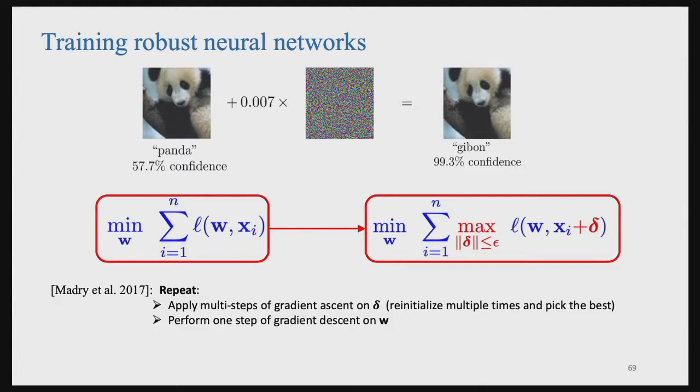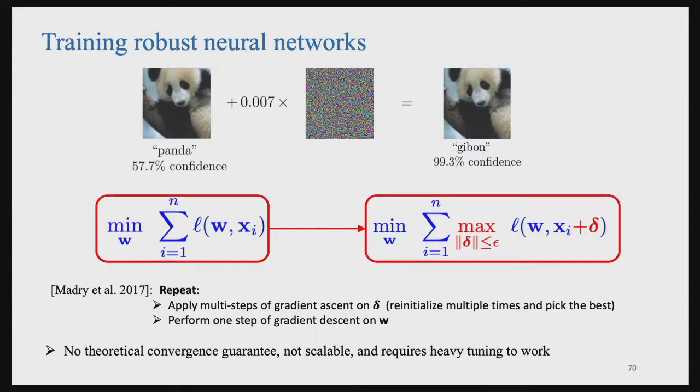And one standard approach, which was proposed by Madry, is to repeat these two steps: apply multiple steps of gradient ascent on delta, so apply multiple steps of gradient ascent on your image to make your training loss larger. Then reinitialize it multiple times, use the worst image as your input, and do a gradient descent on the parameters of the network, or do backprop with respect to the parameters. You do this at each iteration. Instead of doing one gradient step, do multiple.